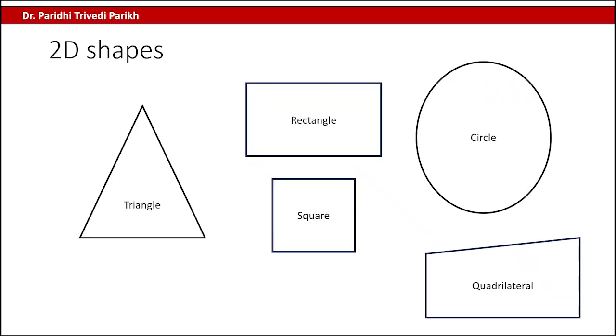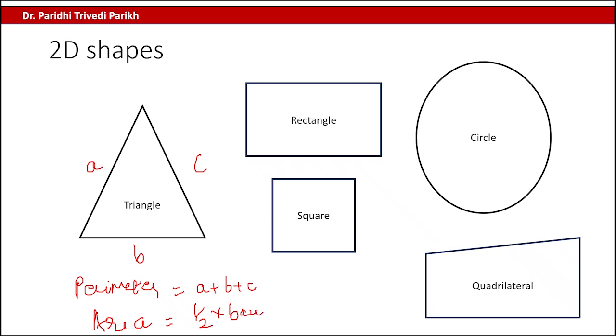When I talk about triangle, what would be my area? Let's say this is side A, this B, and this is C. So, what would be my perimeter? Perimeter shall be A plus B plus C, whereas area of a triangle shall be 1/2 into base into height. Now, this is height and this is my base.